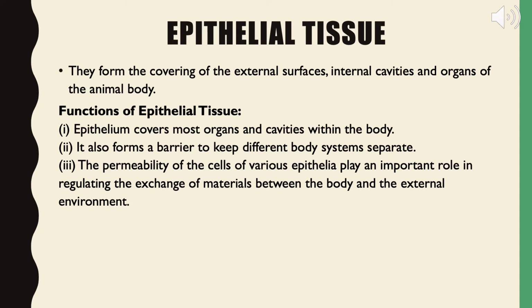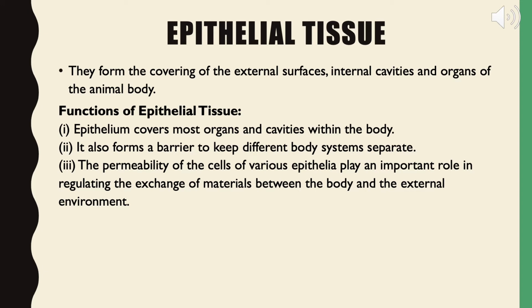First one, the epithelial tissue. As the name indicates, epithelial means the tissue which forms the covering of the external surface or the internal cavities or the organs of the animal body. And what is the function of epithelial tissue? It covers most of the organs and body cavities which are present inside the body.